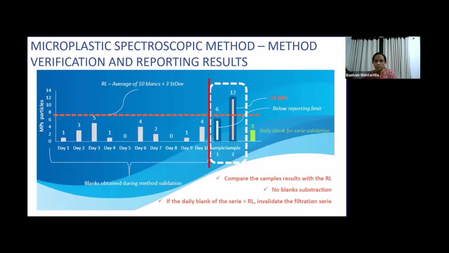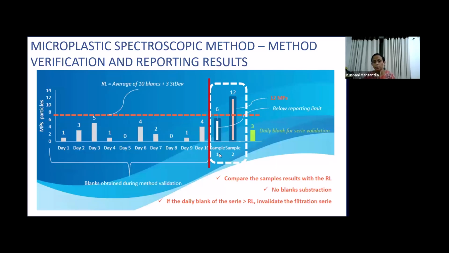So there's something else to be discussed: the reporting level. How do we define the reporting level, RL? We can analyze 10 blank samples, calculate the average of the 10 blanks, and add 3 times the standard deviation of these samples. That is our reporting level, or limit of detection in some analyses. In spectroscopy, it is called the reporting level.